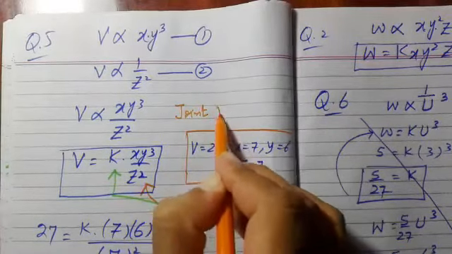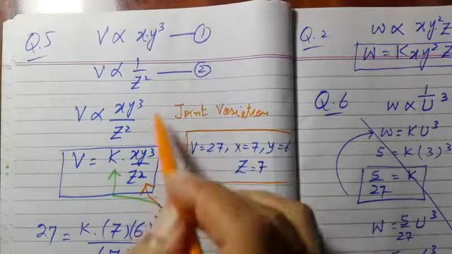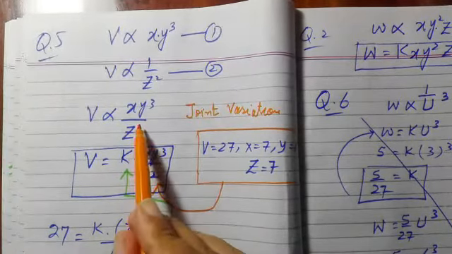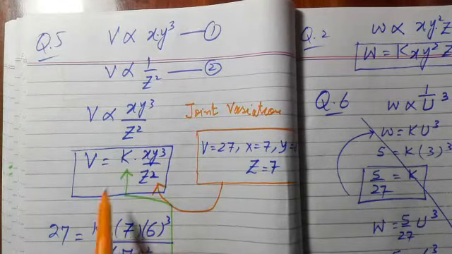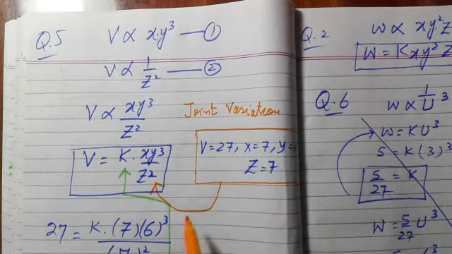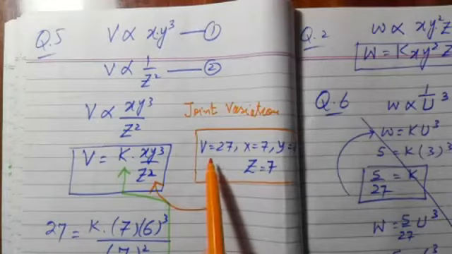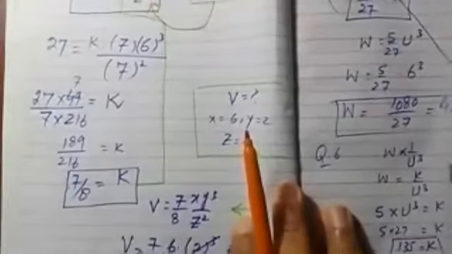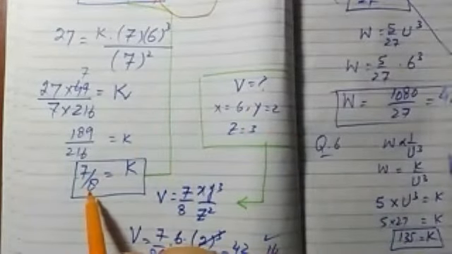So in joint variation, we will pair up the first and second relation jointly. v is directly proportional to x y cubed and inversely proportional to z square. Then we will remove the sign of proportionality and place a constant k, and the given set of values will be substituted. As you can see, we will substitute v, x, y and z in this formula to derive the value of k. Once the value of k is calculated by substitution and simplification, the value of k is becoming 7 over 8. So after cancellation we are getting 7 over 8.